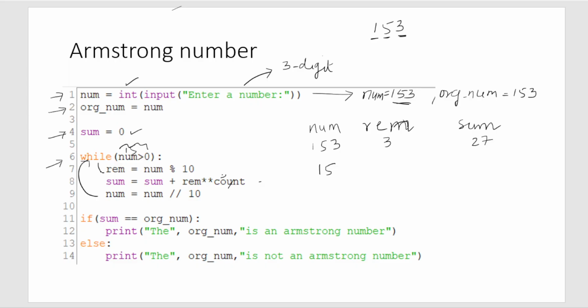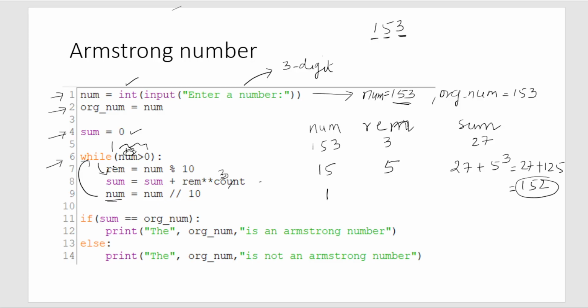Again it comes in and calculates the remainder. The remainder now is 5, right? The sum now is 27, the initial value, plus 5 raised to the power of 3, because this power was 3. So now it is 27 plus 125, that is 152. This is the new value of the sum. Then it says num division by floor 10, so the value of num becomes 1.